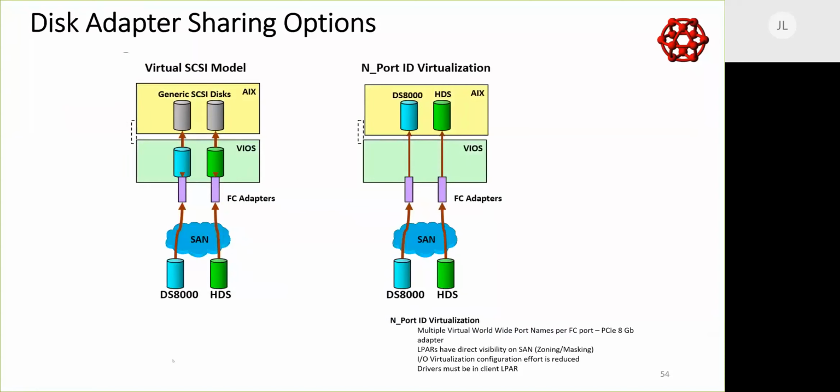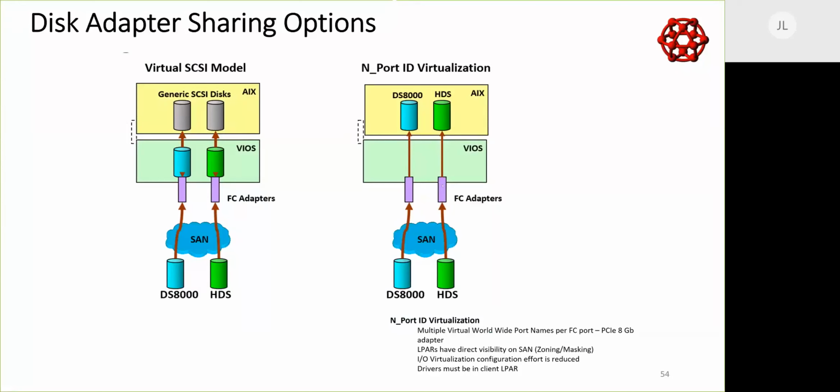In the case of vSCSI, all the zoning is done to the actual physical fiber channel adapter to the VIO server. The VIO server then basically takes all those disks and sends them over to different LPARs as generic SCSI disks. All the multipath drivers run in the VIO server. The problem with that is that you have to keep spreadsheets of which disks go where, and security people get a little bent out of shape because they have this theory that the VIO server can see all the disks to all the LPARs.